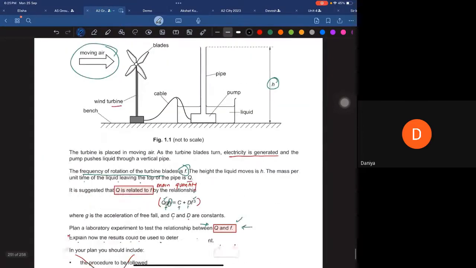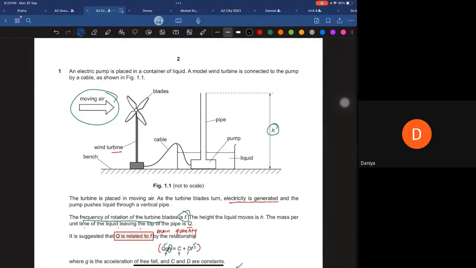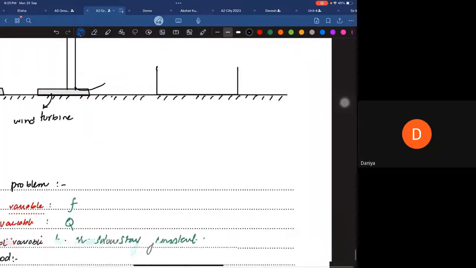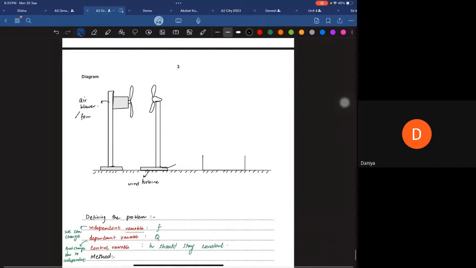So you can do this. You can check out the diagram. There's a pump. That cable goes through the pump, and then there's a pipe. So we're going to draw the same thing in here. We're going to draw this like this, like that, and then we're going to make it like this.